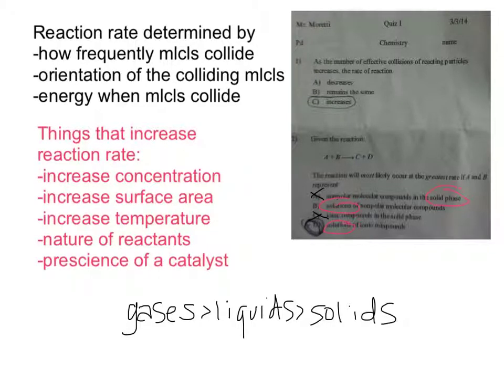Now if we go back and look at the nature of the reactants, one of the things under that category says that reactions involving ionic species tend to proceed faster than reactions involving other molecular compounds. So between answer choices B and D, we have nonpolar molecular compounds and ionic compounds. And since ionic compounds will react faster than other molecular compounds, the correct answer choice is D.